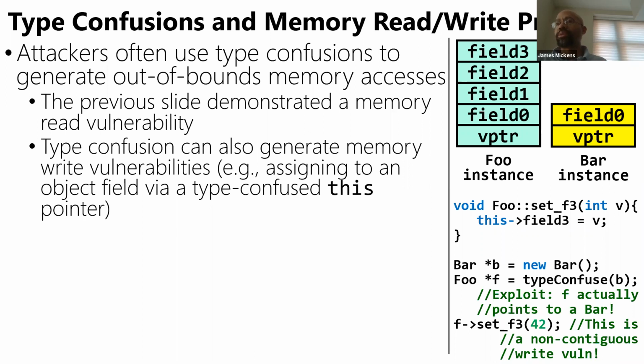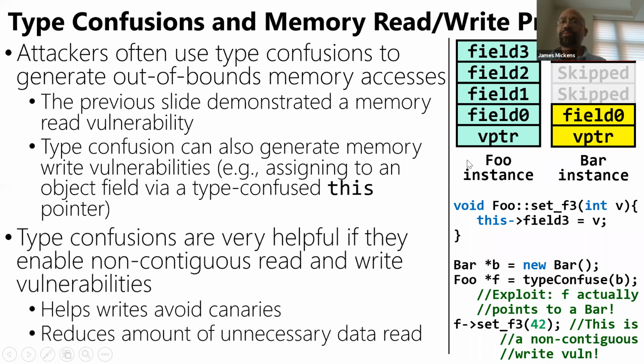So this is a non-contiguous write vulnerability. Why is it non-contiguous? Well, if we look in the upper right-hand corner of the slide, what we see is that there's going to be a write that's generated to the offset of field 4 with respect to this pointer. But the two intermediate values here in this incorrectly assumed to be foo object, they're skipped over. They're not written. And so this is a non-contiguous write vulnerability because if this were a buffer overflow, then the attacker would have to overwrite field 0 and then field 1, field 2 to get to field 4. But with this non-contiguous vulnerability, we can just skip ahead and write to field 4 directly. And so these type confusions are very helpful if they enable these non-contiguous types of memory vulnerabilities. So non-contiguous writes are very helpful because they let the attackers skip over things like canaries. Non-contiguous reads are helpful because they can reduce the amount of unnecessary data that the attacker has to read in.